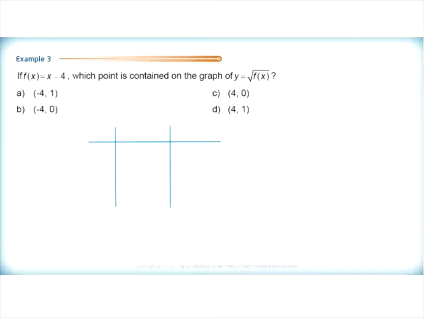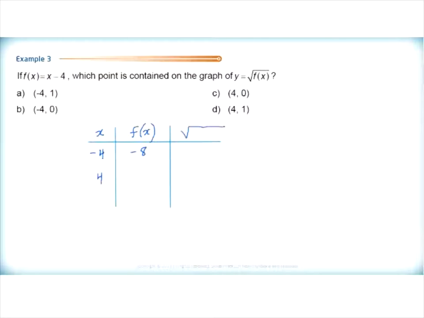In one column, we'll record the values of x, and notice that in the points that are listed as multiple choice possibilities, the coordinates of x can either be -4 or +4. So we'll choose x to be -4 and +4. When we evaluate what f of x is, we substitute -4 into the original function to determine the value of y. So when x is -4, y will equal -4 minus 4, which is -8.